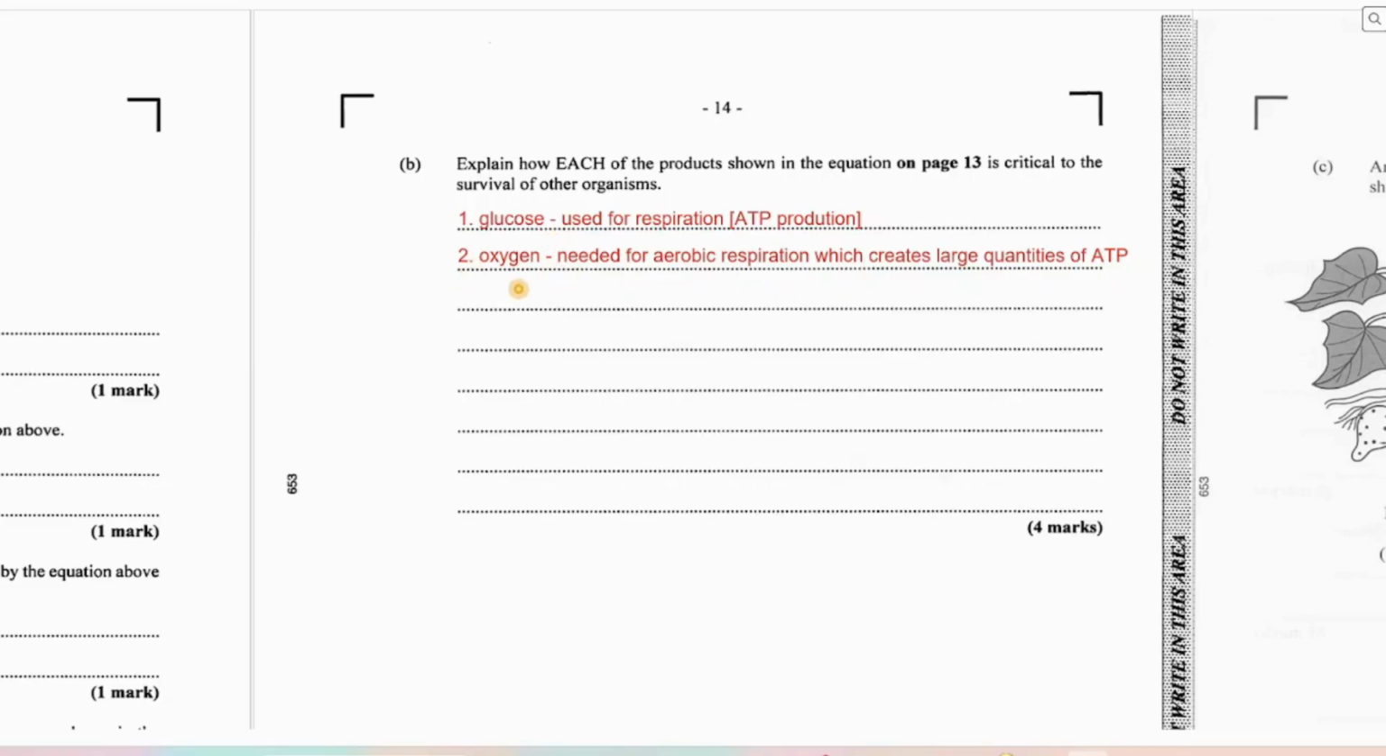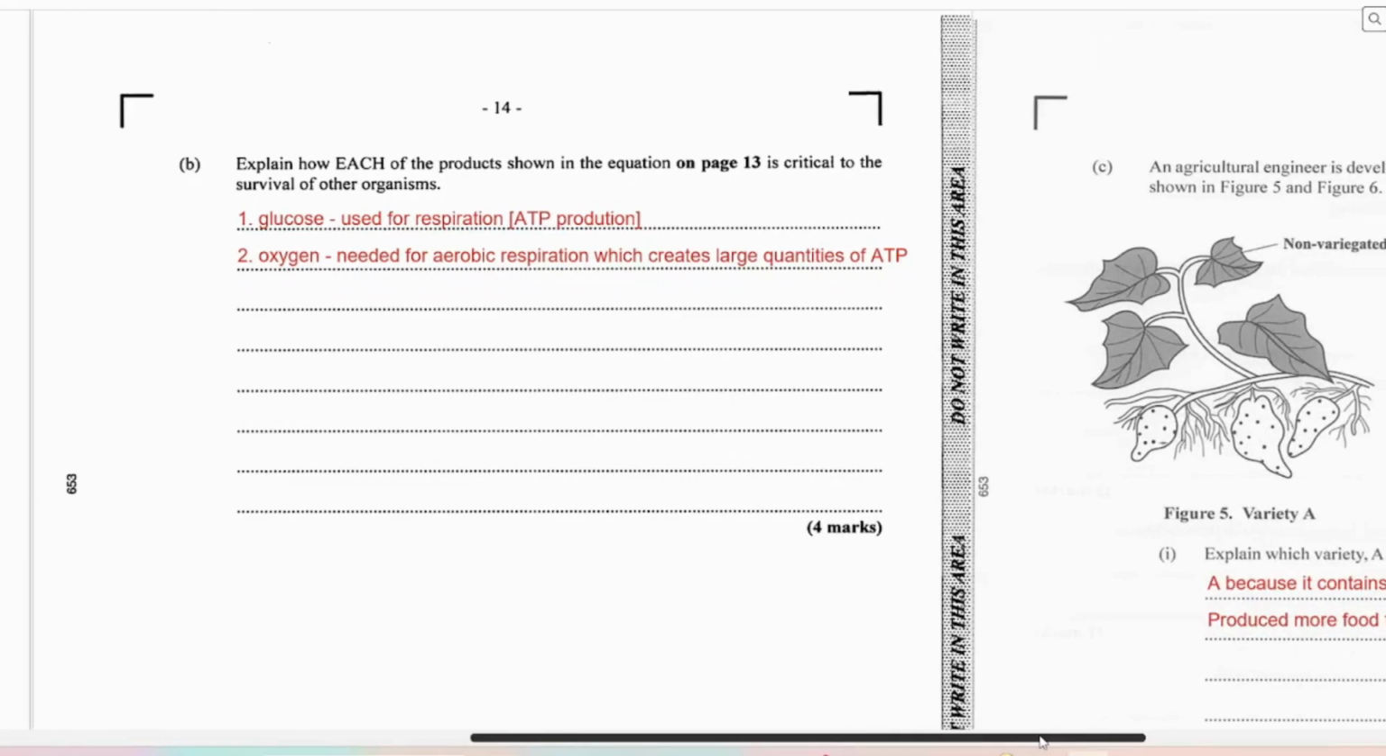And then oxygen is required for aerobic respiration. So aerobic respiration, as I had explained before, creates large quantities of ATP. So this is where we get the majority of our energy from this process, which requires us to be in the presence of oxygen.